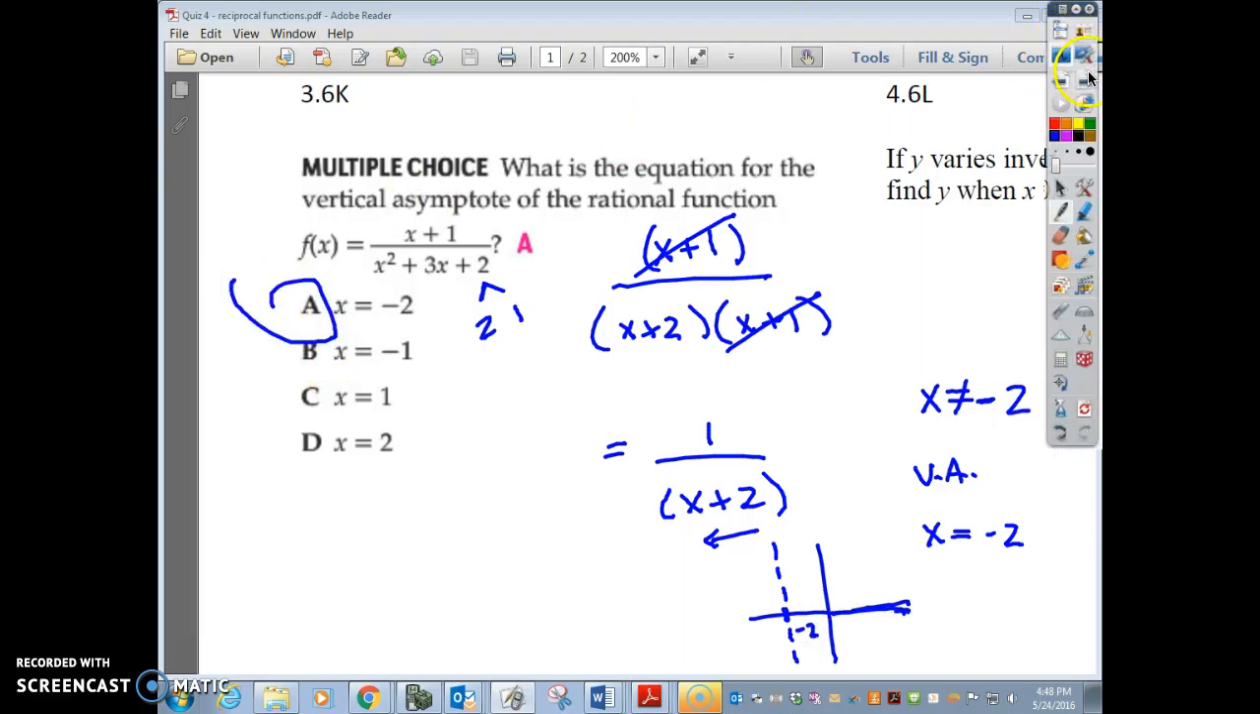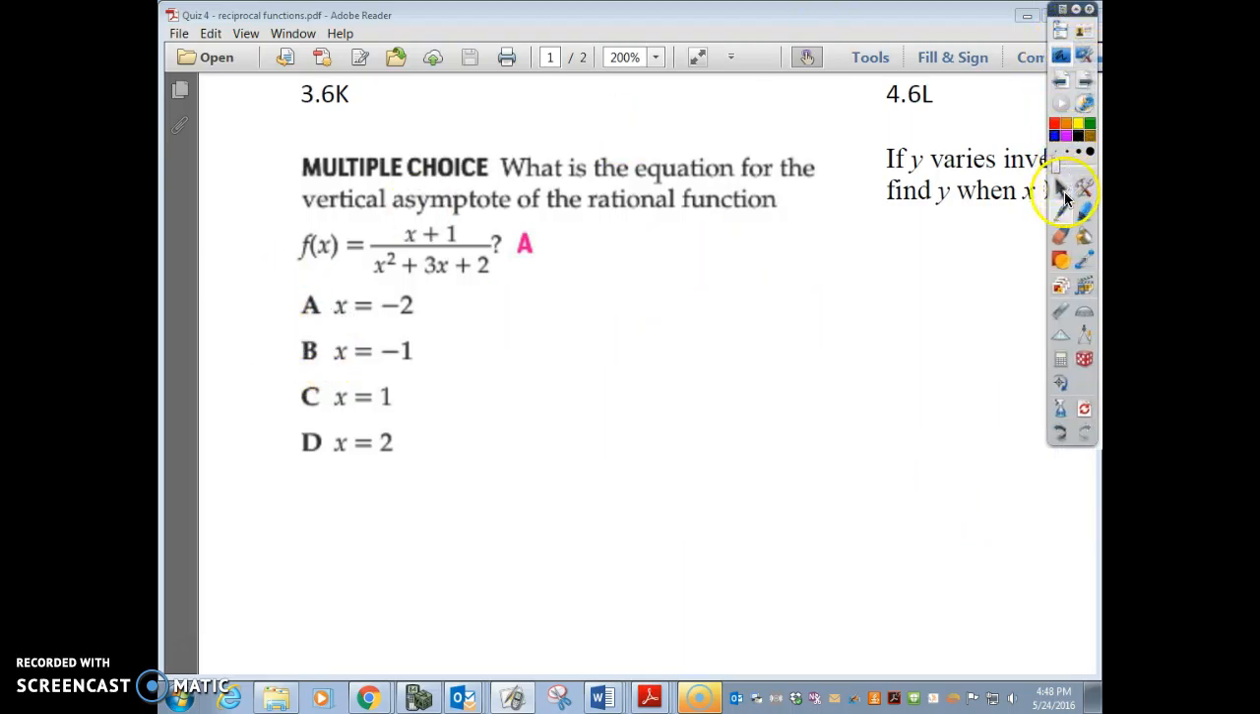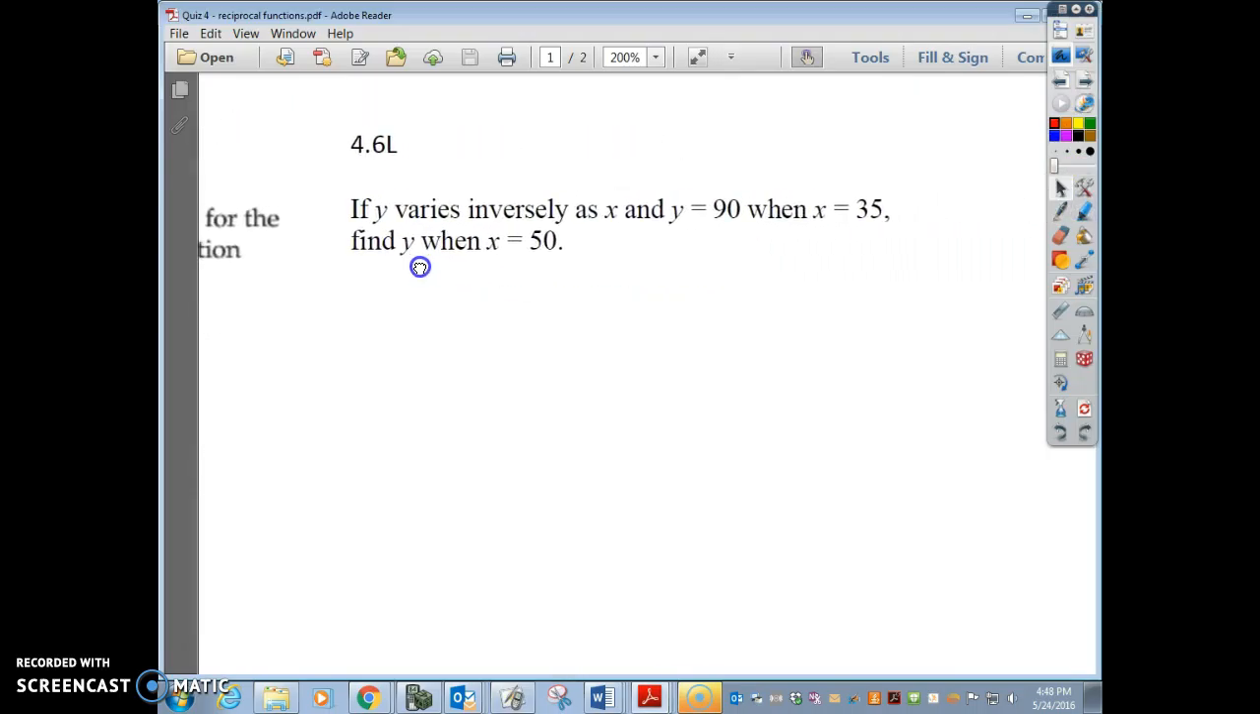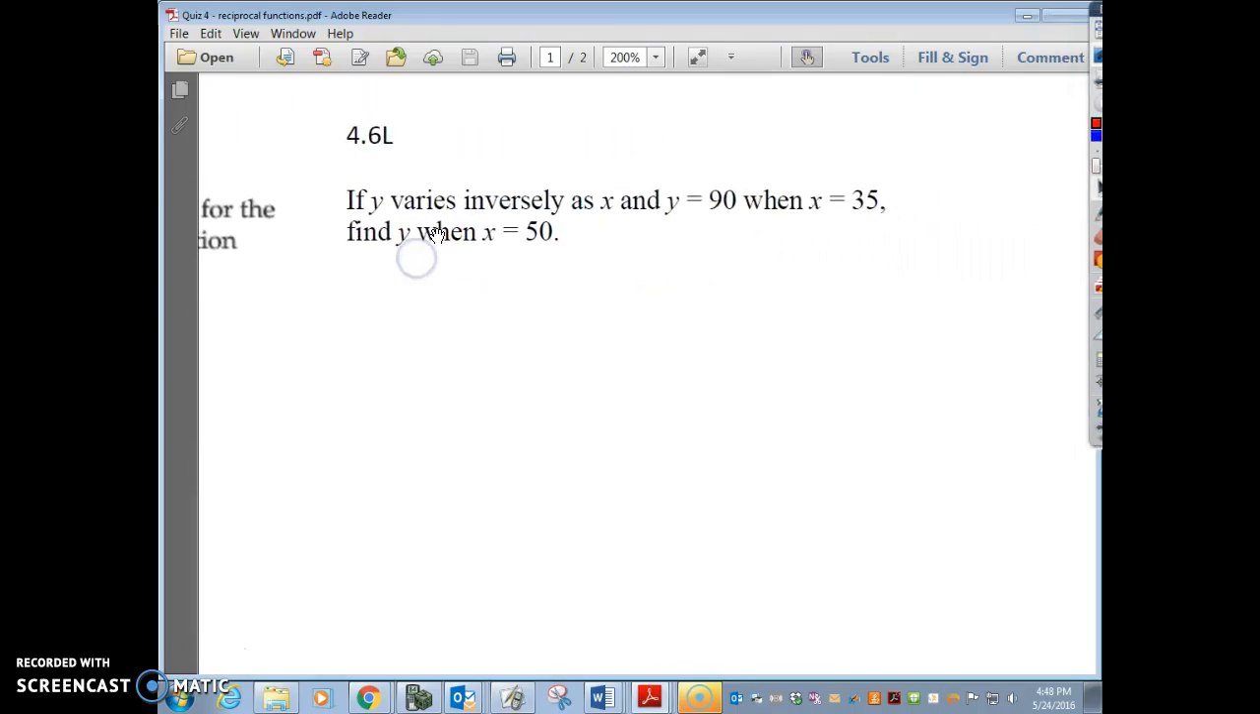A. Last one. This one: if y varies inversely as x and y is 90 when x is 35, find y when x is 50. So this is really simple. In algebra 1, we saw that direct variation was when y over x at the beginning is equal to y over x at the end. But that's not what we're doing. We're doing inverse variation, right?